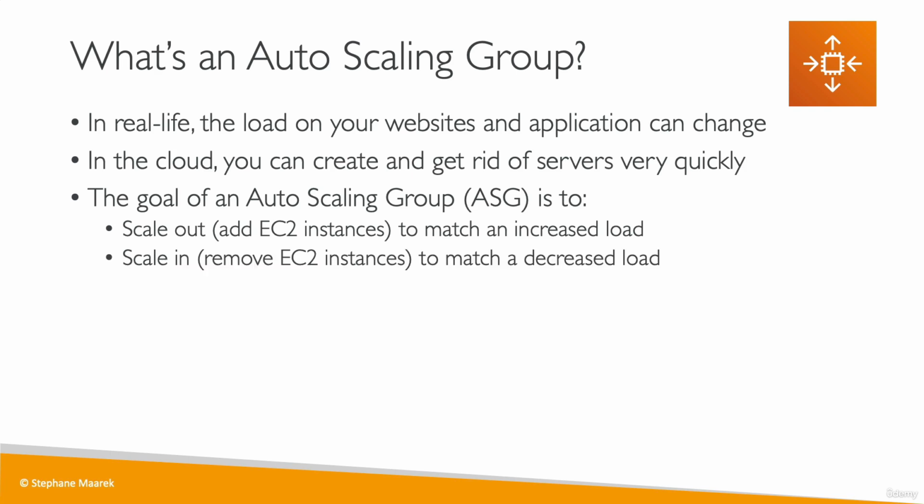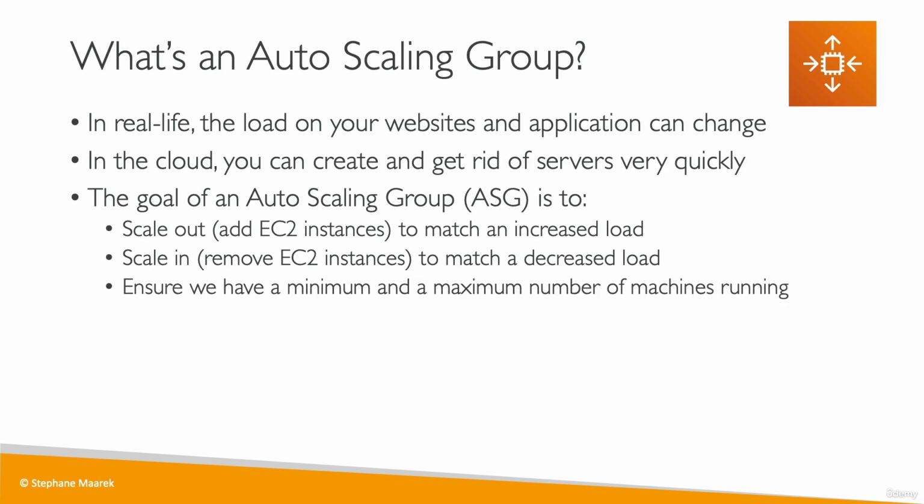With this, we can ensure that we also have a minimum and a maximum number of machines running at any point of time. And once the auto-scaling group creates or removes EC2 instances, we can make sure that these instances will be registered or deregistered into our load balancer. So these two things work hand in hand.